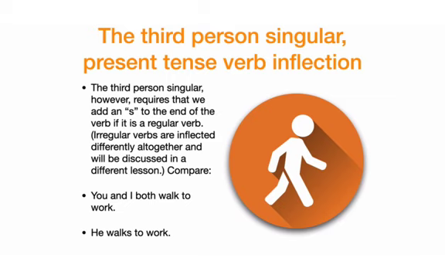The third person singular, present tense verb inflection. The third person singular, however, requires that we add an s to the end of the verb if it is a regular verb. Irregular verbs are inflected differently altogether and will be discussed in a different lesson. Compare: you and I both walk to work, he walks to work.